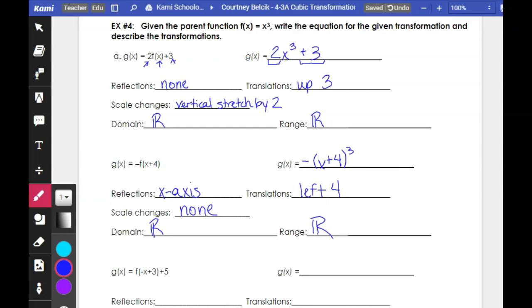Outside of the parentheses, we had a negative in front, so we have a negative in front here. That gives us a reflection over the x-axis. And then inside the parentheses, we had x plus 4, so that's what's getting cubed here. And that's a shift to the left 4. There's no scale changes because we're not multiplying by anything. The domain and range are still all real numbers.